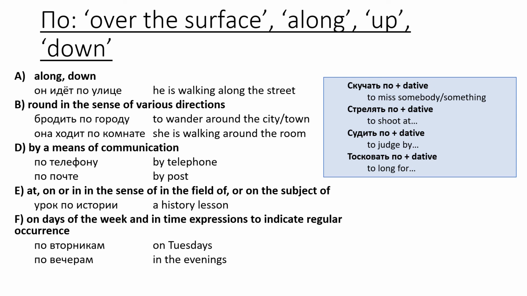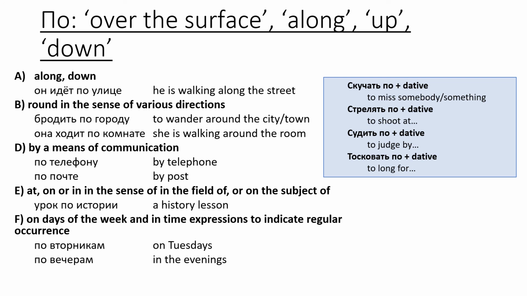Third, по is often used to express a means of communication and can be translated as by in this context. For example, по телефону means by telephone. По почте is by post. Fourth, if you want to specify a subject area or a field of expertise, then you can use по to mean in or on the subject of. For example, урок по истории, a history lesson or a lesson in history.